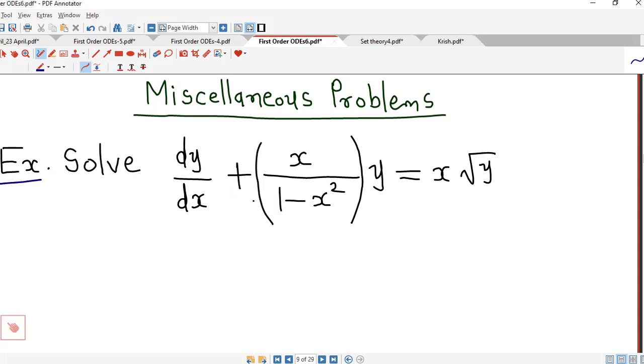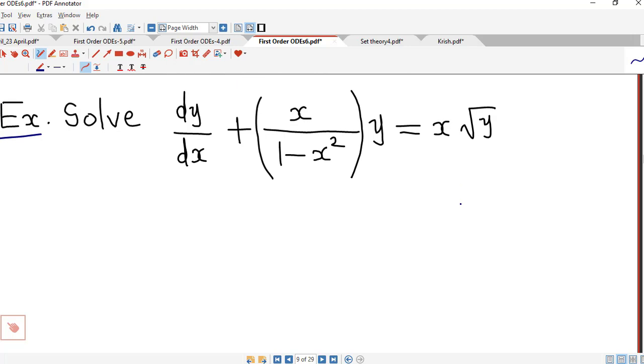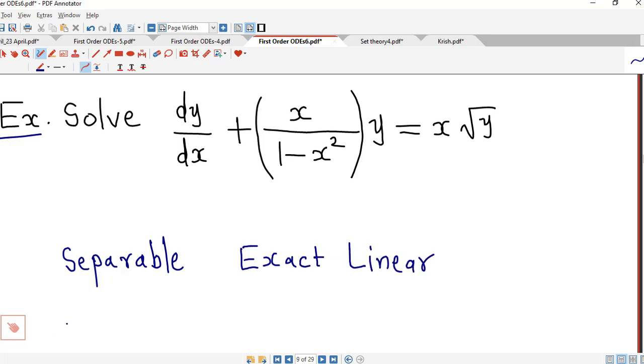Solve dy by dx plus x over 1 minus x square y equal to x times square root of y. So as we know, there are mainly three types of differential equations of first order: separable, exact and linear. And if your differential equation is not of any of these three types, then either it can be reducible to any of these three types.